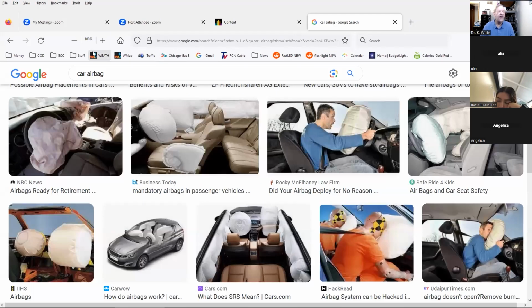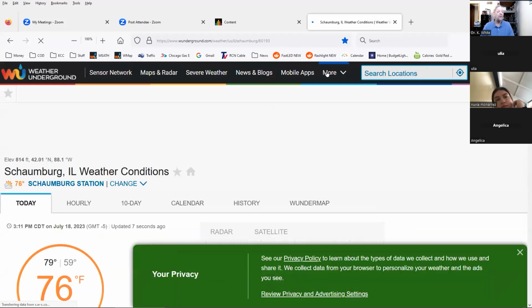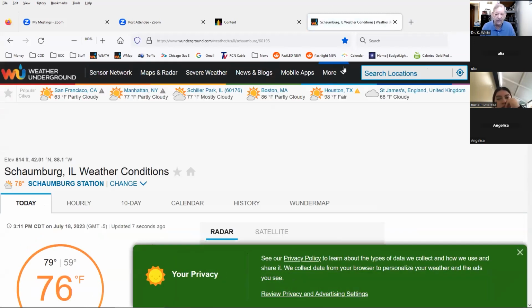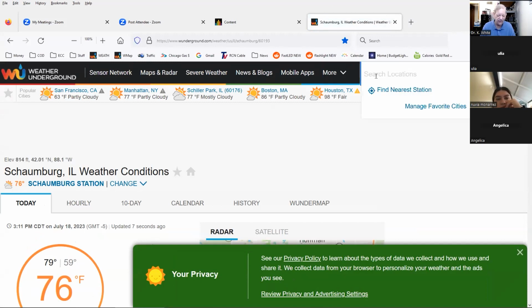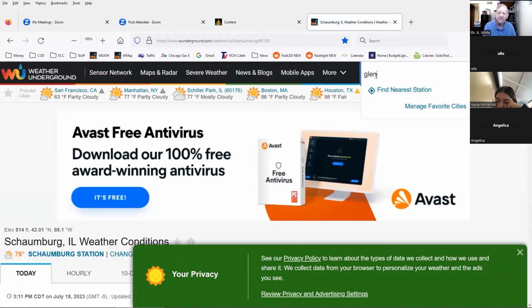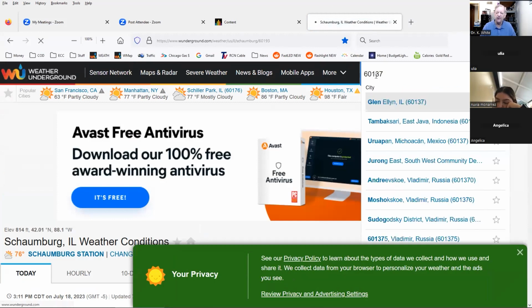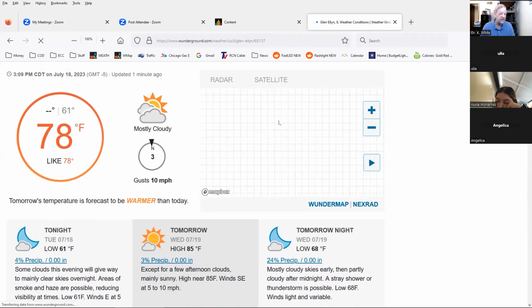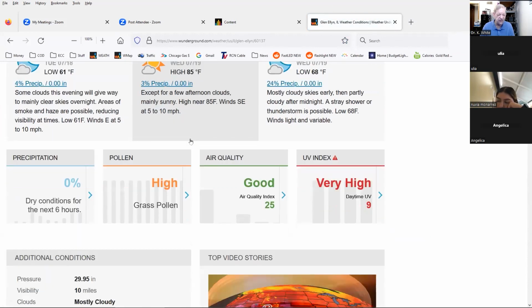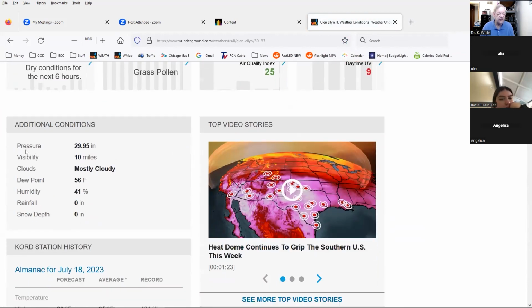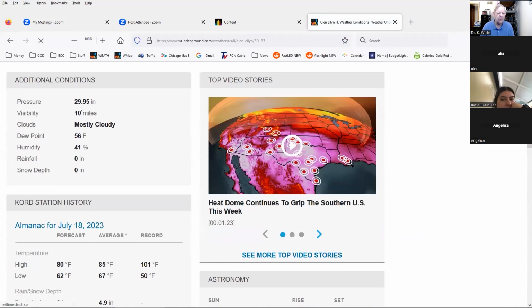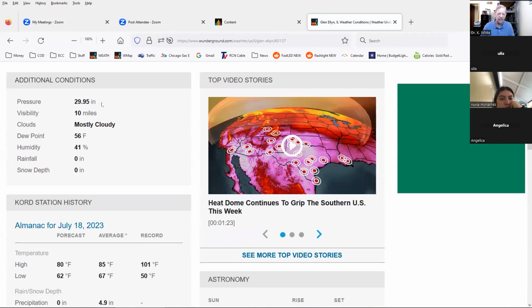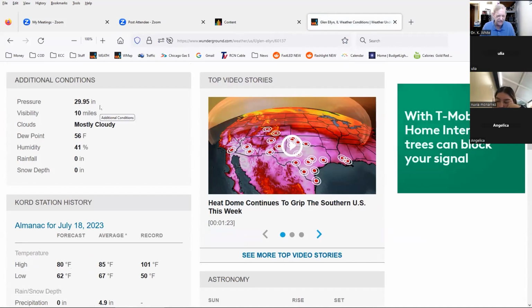Now you can see it. I like to go to my favorite Weather Underground website. And on Weather Underground, if we put in Glen Ellen, oh wait, what's the zip code? 60137. Wherever you live, put in your zip code. You'll see the temperature, and if you scroll down, you'll see where it says here pressure, 29.95 IN, that means inches of mercury.